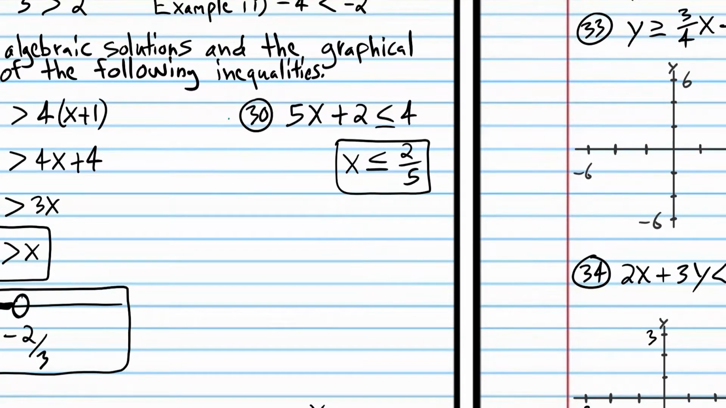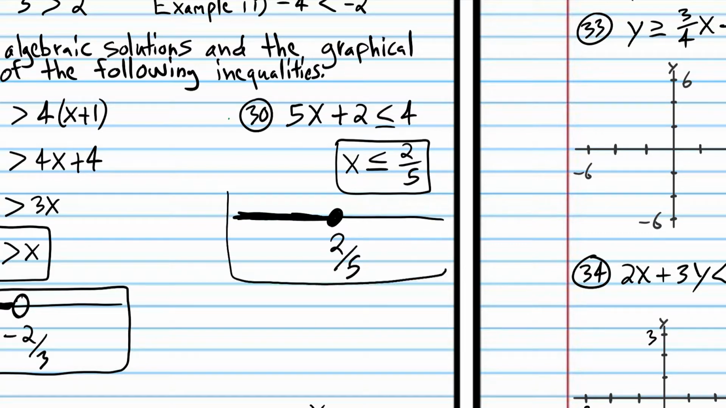Now we're going to graph it, and we need a closed dot, and that point there on the number line is 2/5, and it tells us that x is less than or equal to, so again it's on the left side. That's just a coincidence that it ended up being on the left side again. Sometimes it's on the right side. So if you got those answers, good job.